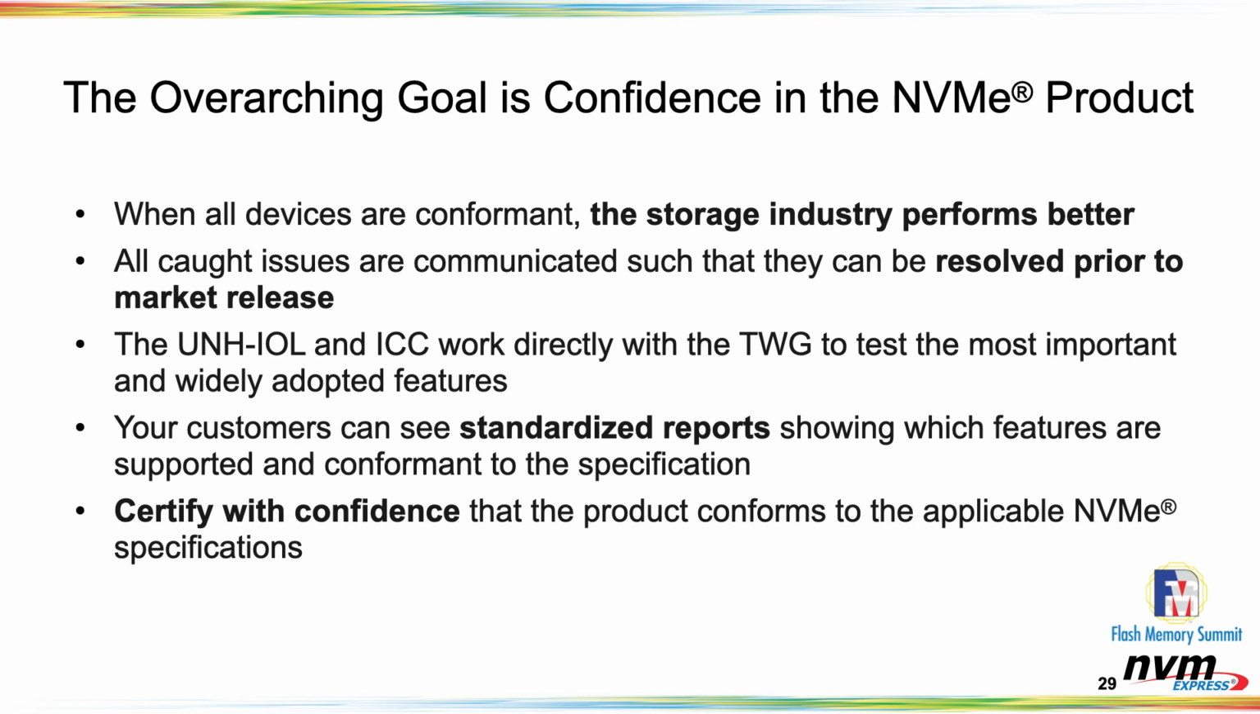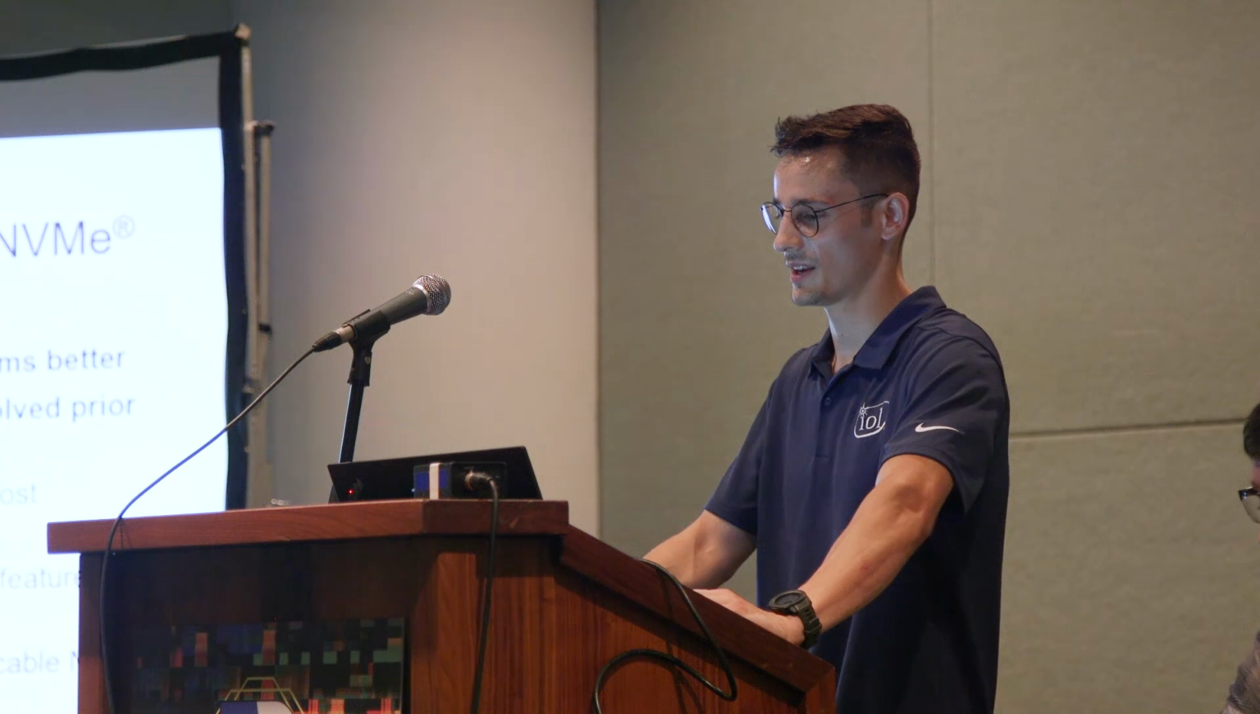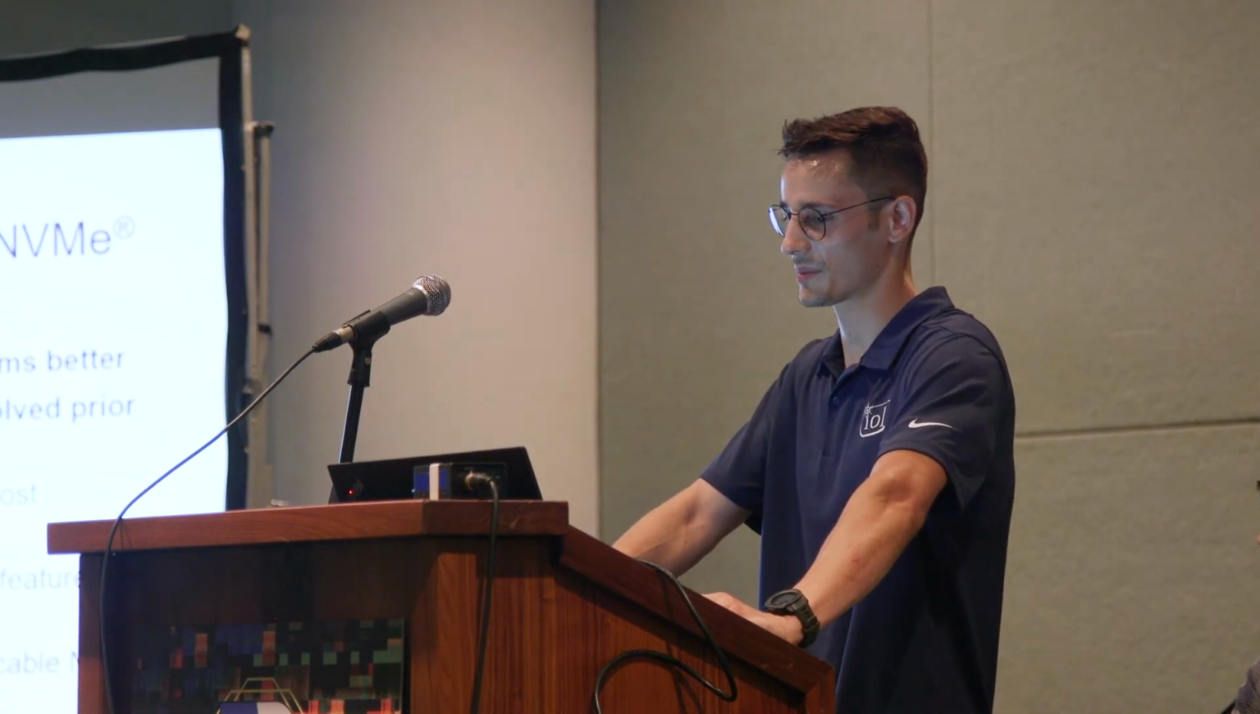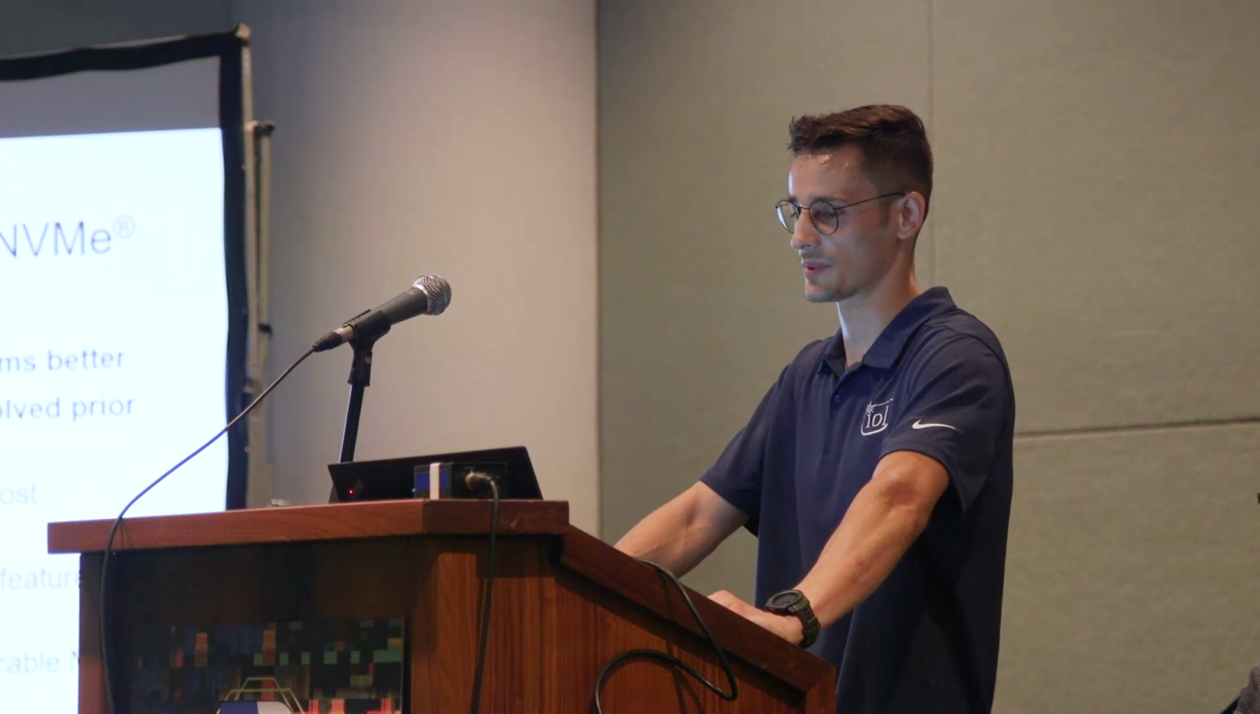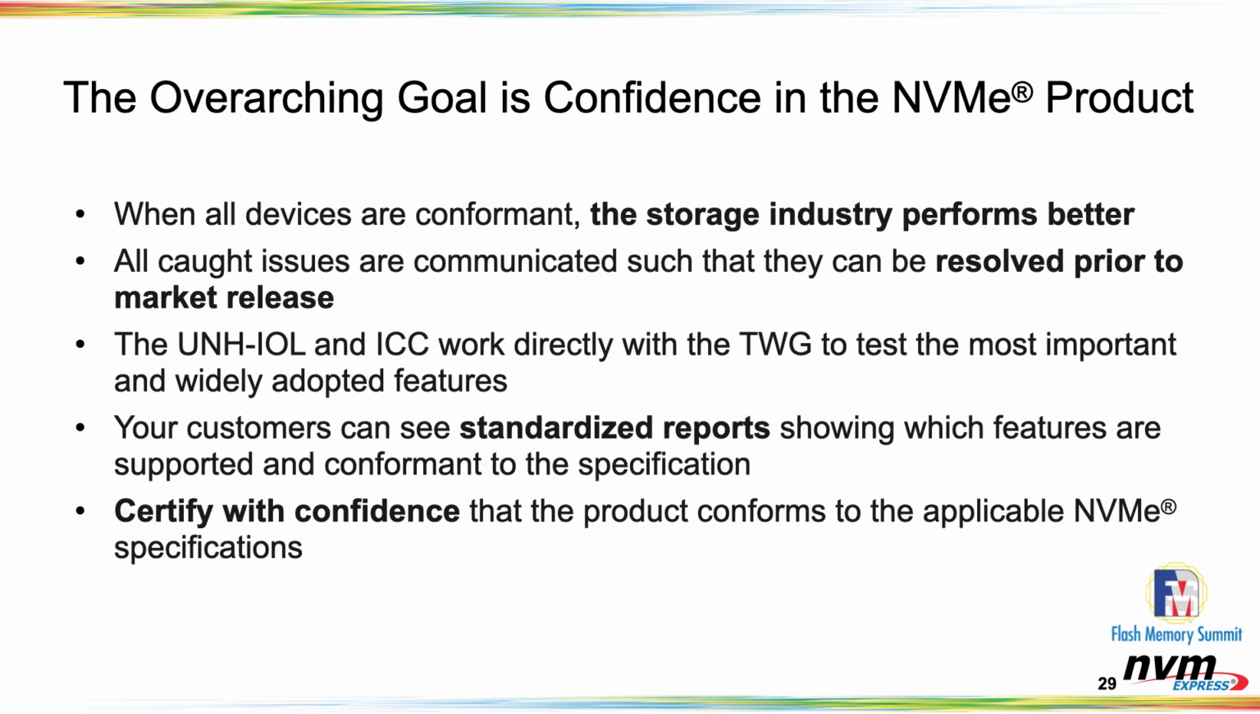And we work directly with the technical working group to make sure that we're addressing the most important features that people actually want and are going to be implementing. There might be a lot of things that are important for a given company, but maybe not widely adopted. So we want to make sure we're tackling the most widely adopted potential issues. And then once testing is all completed, you'll be able to get standardized reports that show what you are passing, what you're failing, what features you are actually supporting, and you can present that to whoever you may want, and that will show them what they can have confidence in your product.